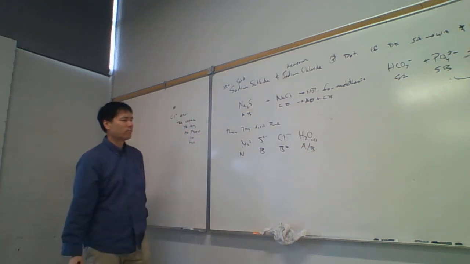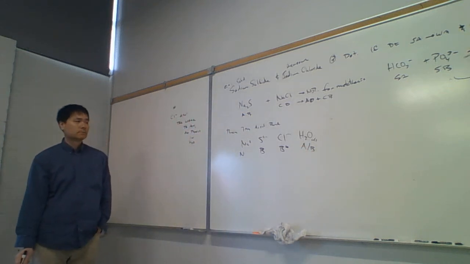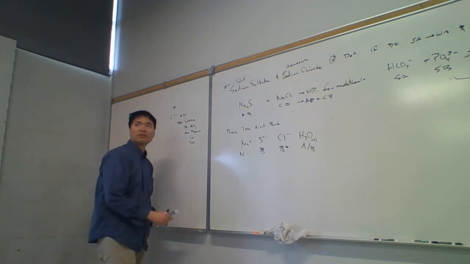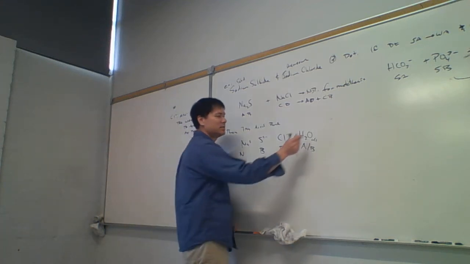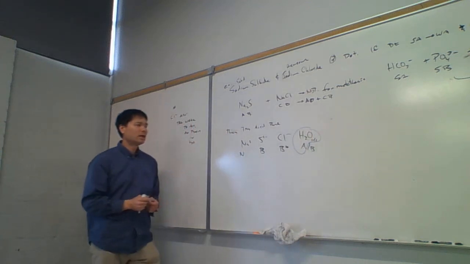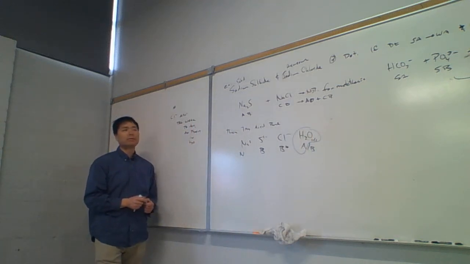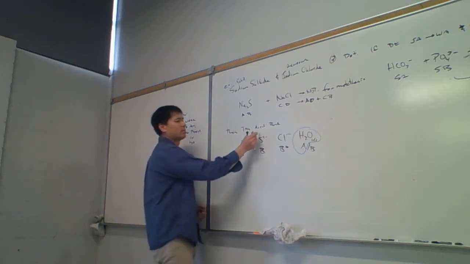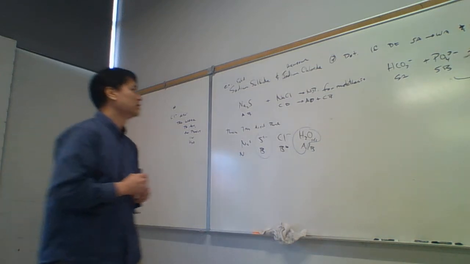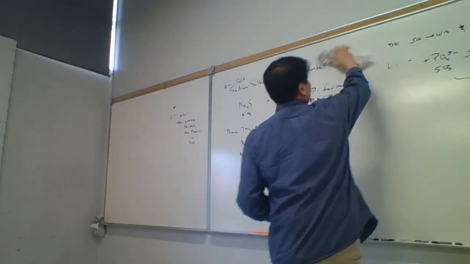Okay, what's next? Pick the strongest. Okay, well, we only have one acid. Since we only have one acid, picking the strongest acid is easy. It's going to be water. Okay, and then pick the strongest base. Which one's the strongest base? Sulfide. And so the reaction is going to be between water and sulfide. So let's go ahead and do that right here.